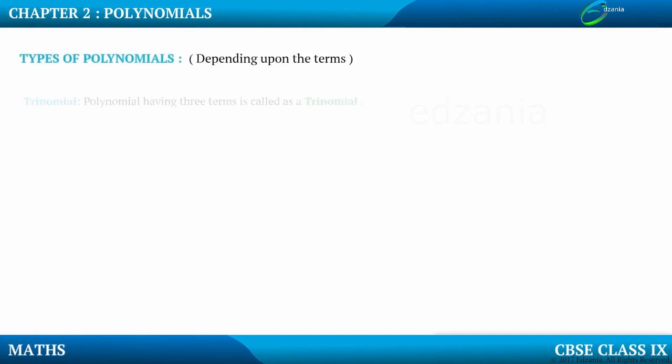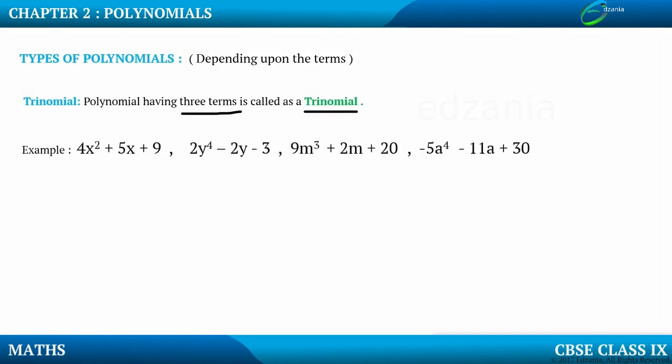Let's move further. Trinomial. So a polynomial having 3 terms is called a trinomial. Now we are going to get 3 different terms, again separated by plus or minus signs. So here they are: 4x square plus 5x plus 9. Since they are separated by 2 plus signs, there are 3 different terms now. Again, 2y raised to 4 minus 2y minus 3. Again you can see 2 subtraction signs. So 3 different terms you are getting.